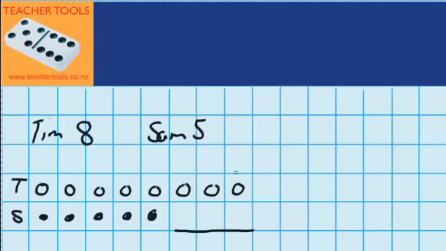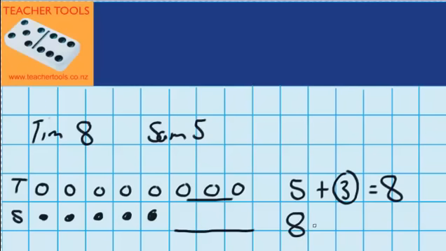So we could record that as an addition question. We could say Sam's 5 counters plus these 3 more counters would get him up to Tim's 8. Or we could say Tim's 8 counters minus these 3 counters would get us Sam's 5 counters.